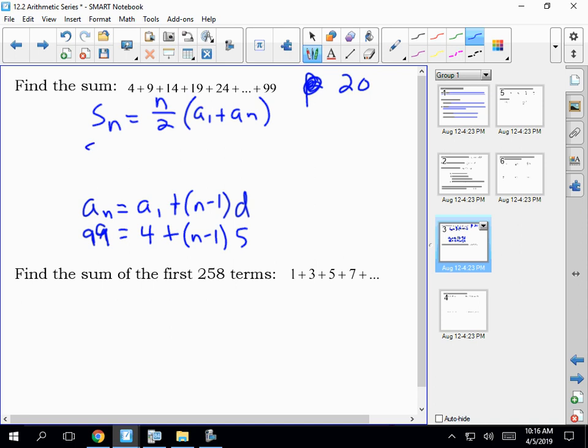So we've got S sub 20 equals 20 over 2 times 4 plus 99. But we've got 10 pairs here. You can do some counting to figure out how many pairs and avoid the formula. It's okay. But you have 10 pairs that add up to 103. That makes it easy, right? 10 pairs that add up to 103, so we've got 103 and place another 0 on it, and we've got our sum.